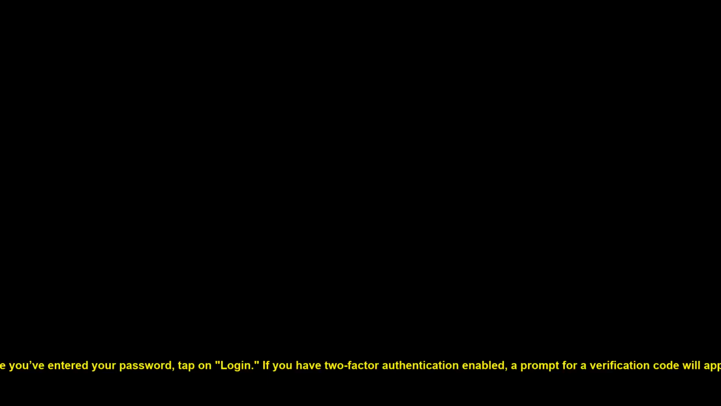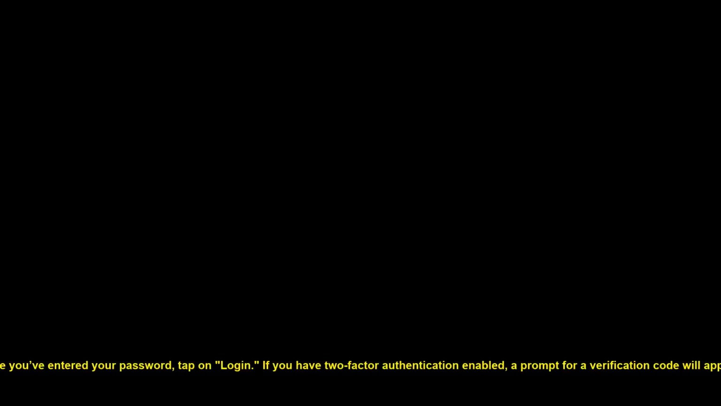Open the Robinhood app on your device. If you already have an account, tap on the login button. Enter your registered email or phone number associated with your account. Next, input your password carefully. Once you've entered your password, tap on Login.